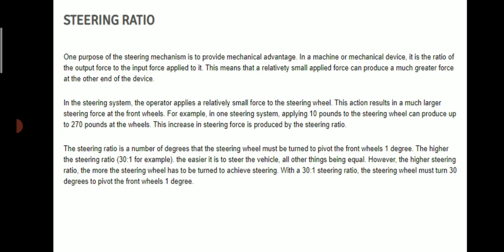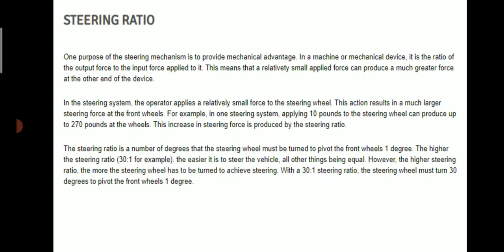For example, in one steering system, applying 10 pounds to the steering wheel can produce up to 270 pounds at the wheel. This increase in steering force is produced by the steering ratio. The steering ratio is the number of degrees that the steering wheel must be turned to pivot the front wheel 1 degree. The higher the steering ratio, the easier it is to steer the vehicle. For example, 30:1 is this example.